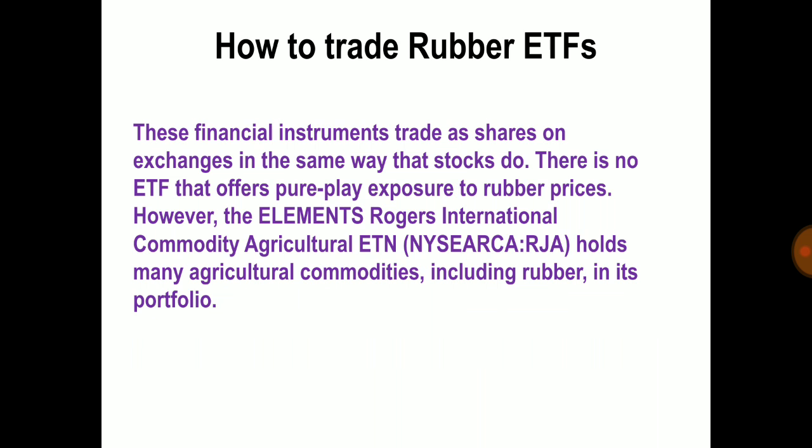How to trade rubber ETFs? ETFs are nothing but exchange traded funds, which are financial instruments traded as shares on the exchange in the same way as stocks. There is no ETF that offers pure play exposure to rubber prices. However, the Elements Rogers International Commodity Agriculture ETN holds many agricultural commodities including rubber in its portfolio. Shares of rubber companies: there are no public companies that are pure play investments in rubber. Most rubber plantations are privately owned.